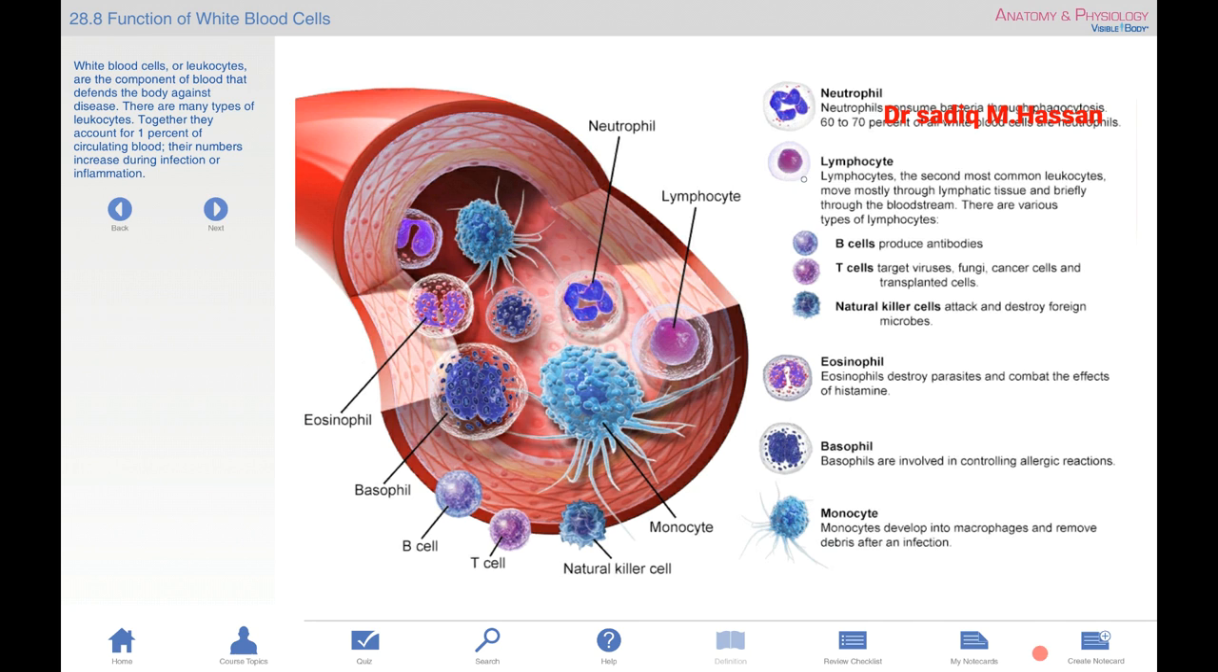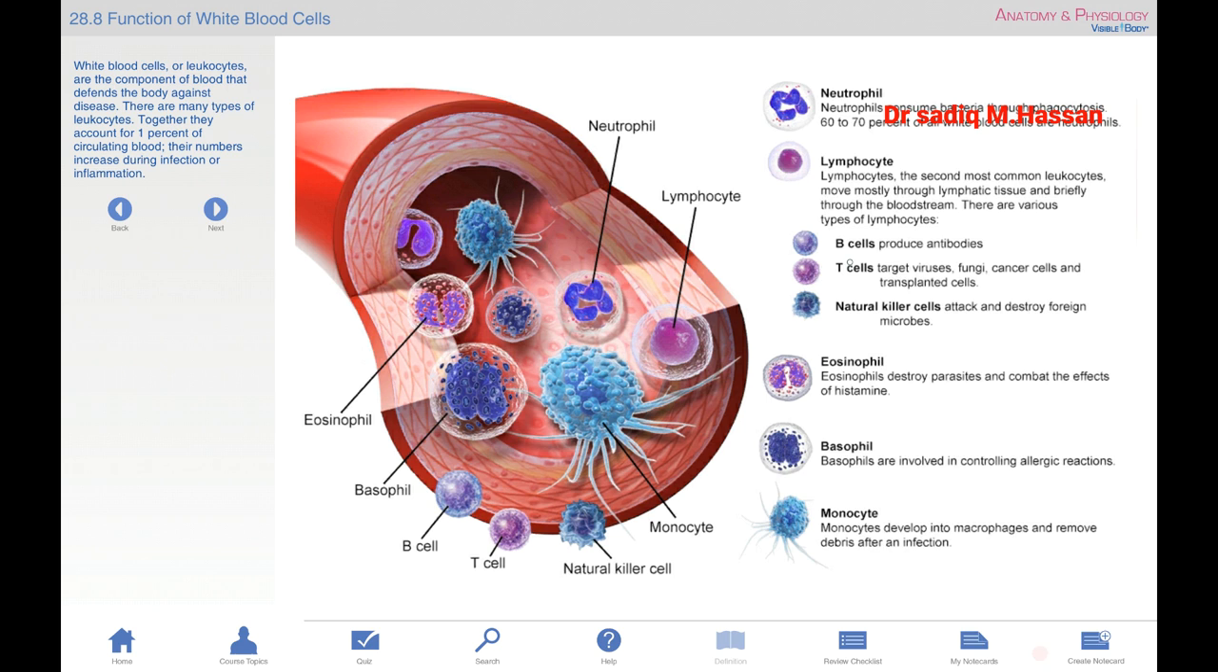Neutrophils are this one, and this one is a monocyte. Lymphocytes are the second most common leukocytes after the granulocytes, which are the neutrophil, basophil, and eosinophil. Lymphocytes contain different types. The most important is the B cell, which produces antibodies.